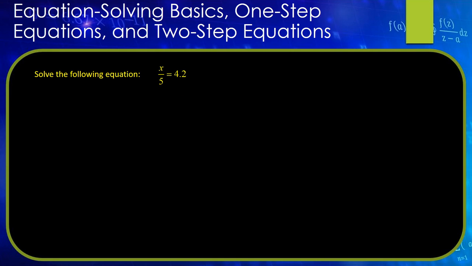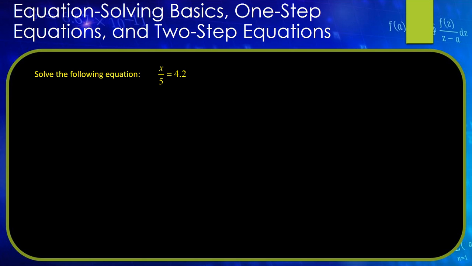For this one, you have x over 5 equaling 4.2. Now remember for this one, when you have a fraction bar, it's the same thing as a division symbol. That's used most often in algebra for division. So on the left-hand side, I have x divided by 5 equaling 4.2.